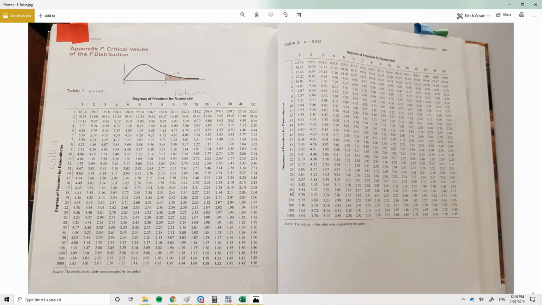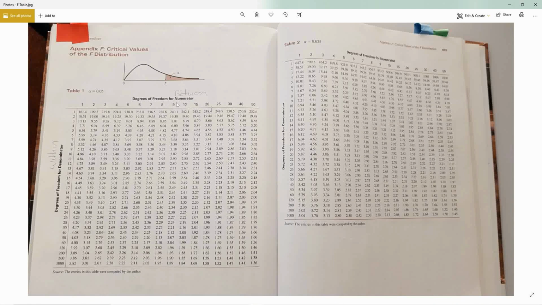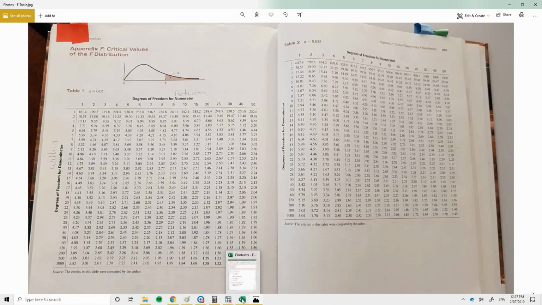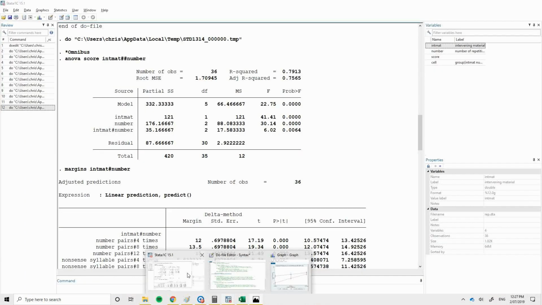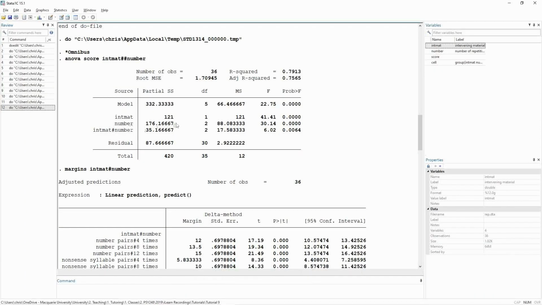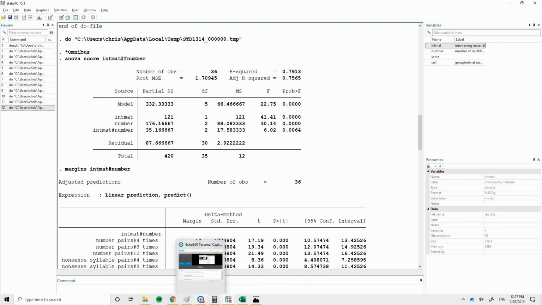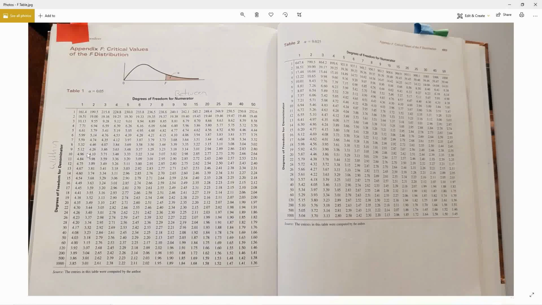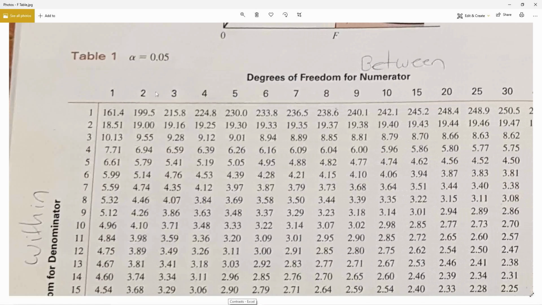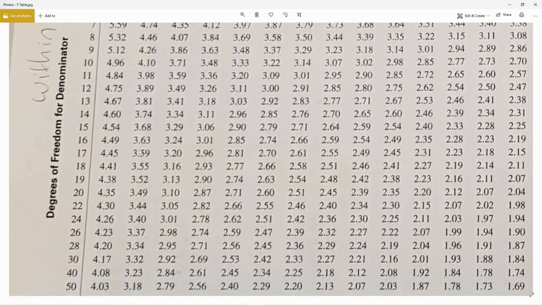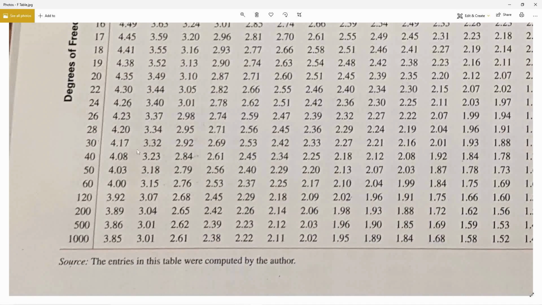Now, we need 2 numbers. We need the degrees of freedom for the numerator, which is the degrees of freedom for our IV, and the degrees of freedom for the denominator, which is the residuals degrees of freedom. So let's go back to our ANOVA table to remind us what these numbers are. We're looking at number of repetitions. The degrees of freedom is 2, and then our residual is 30. So we want the F for 2 and 30. Let's zoom in so that you can see this. I go to 2, this is my degrees of freedom for my IV, and then I go down to 30 on this chart, which is here. 2 and 30 gives me a critical F of 3.32.